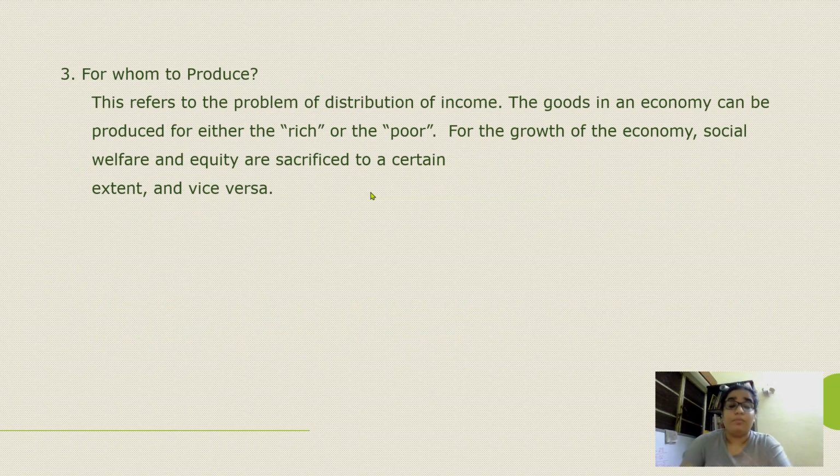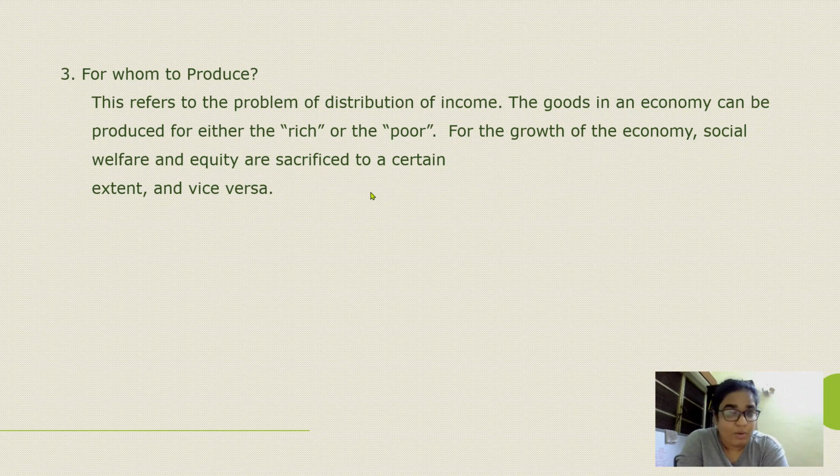And for whom to produce? So broadly speaking, in any economy, we have two categories of people, rich and the poor, right? For whom am I producing? From a capitalist point of view, mostly I'd be producing for the rich because whoever pays me money, I'm producing for them, simple. But from a social welfare point of view, I'd probably produce for the poor because I need everybody in my country to have basic amenities, basic food, and livelihood, right?